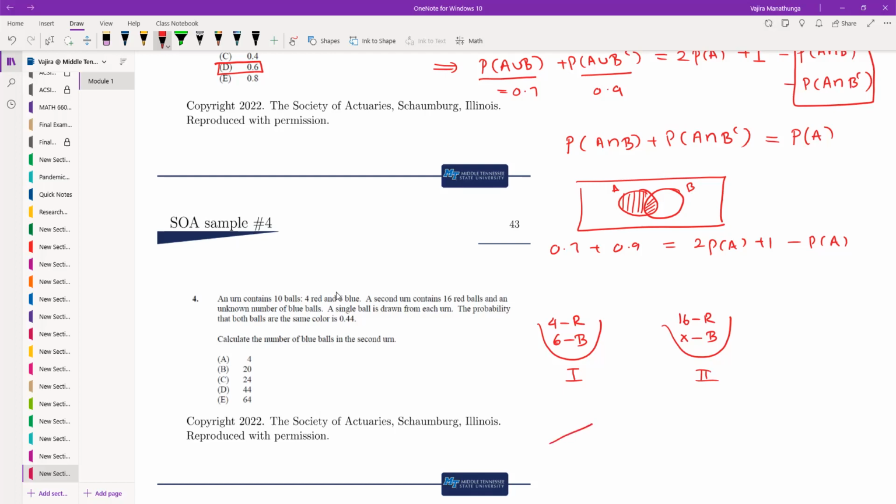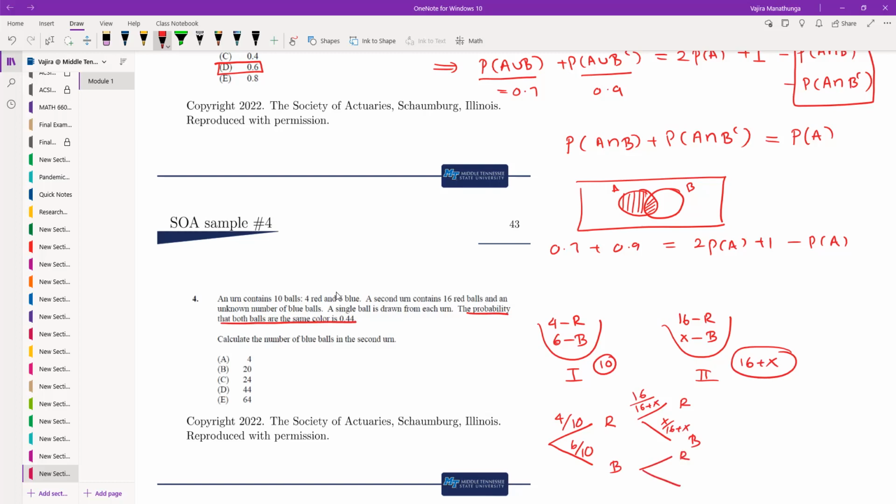I can easily draw a tree diagram. Let's say the first row is from urn 1. The probability of getting a red ball is 4 out of 10, and the probability of getting a blue ball is 6 out of 10. Then for the second urn, the probability of getting a red ball is 16 over 16 plus X, because the total is 16 plus X. In the first urn, the total is 10. And the blue ball is X over 16 plus X. The question asks for one probability, the probability that both are the same color.